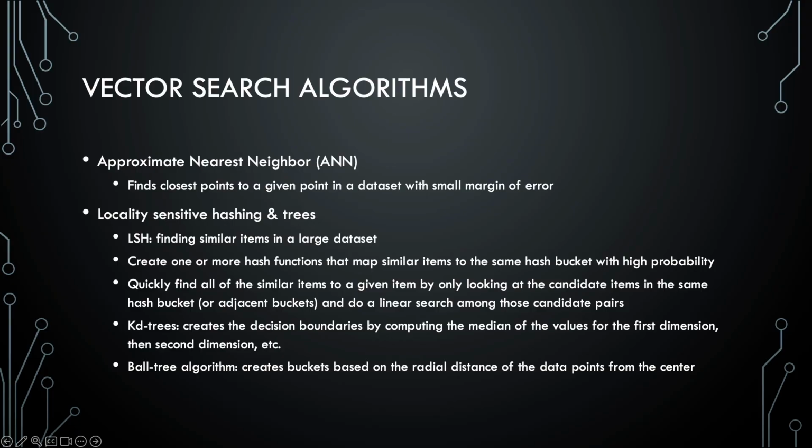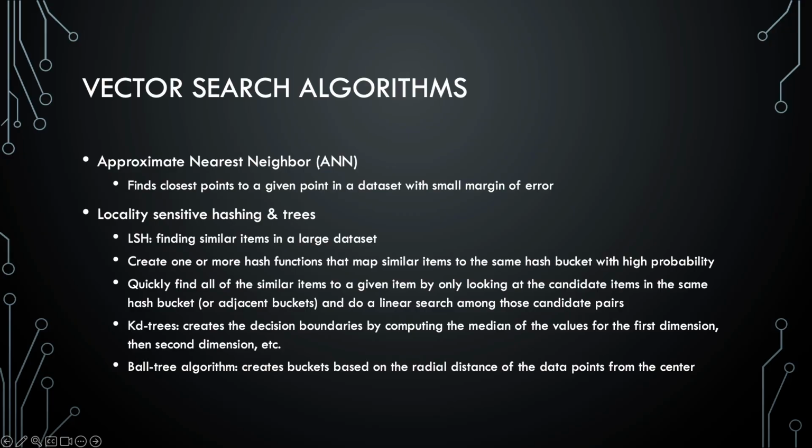The way that we find documents that are semantically similar to the user query is by using vector search algorithms. Vector search algorithms are designed for high-dimensional embeddings. The goal is to find data points closest to each other in vector space and identify words or documents most similar to a given query. Several algorithms support this functionality, including approximate nearest neighbor, also known as ANN. ANN finds the closest points to a given point in a dataset within a small margin of error.